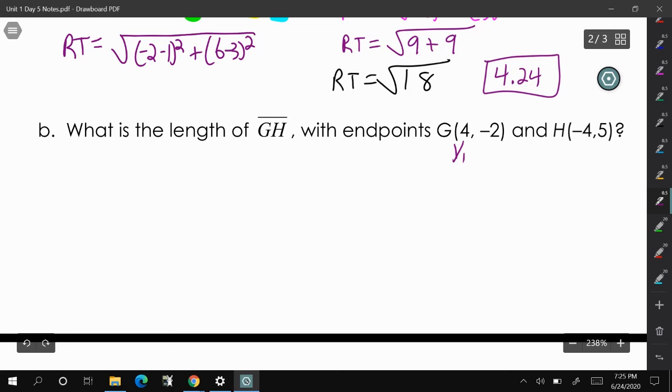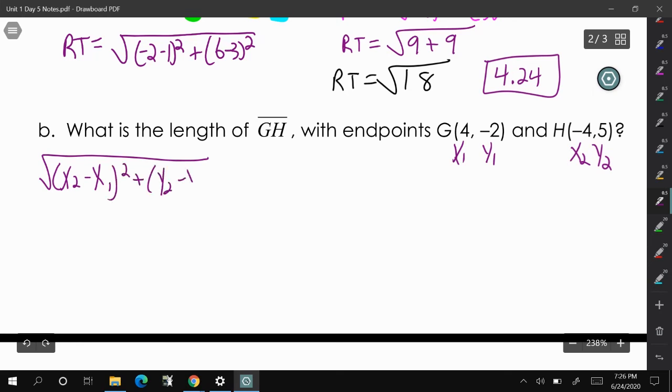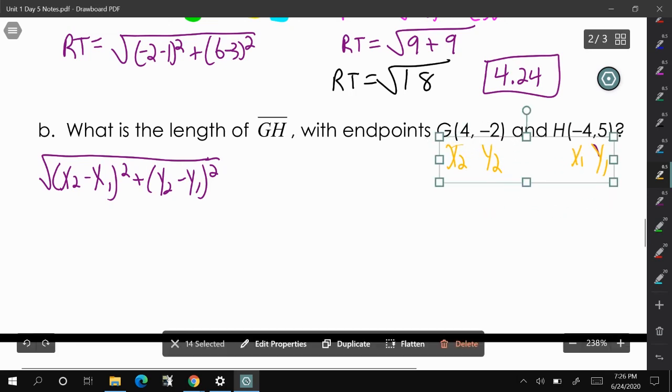So let's label these x1, y1, x2, y2. So then let me write out the formula. x2 minus x1 squared plus y2 minus y1 squared. Now, sometimes I'll get asked, does it matter which point you make x1, y1, and x2, y2? It doesn't matter as long as you are consistent. Like I could go back and you still get the same answer. I can make this one x2, y2, and x1, y1, and I would still get the same answer. What you can't do, though, is mix and match.